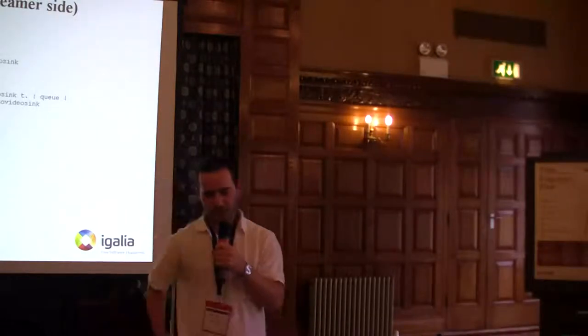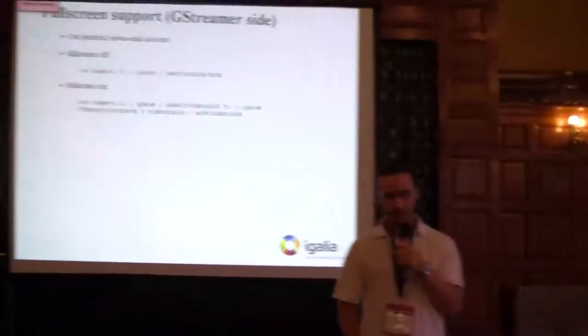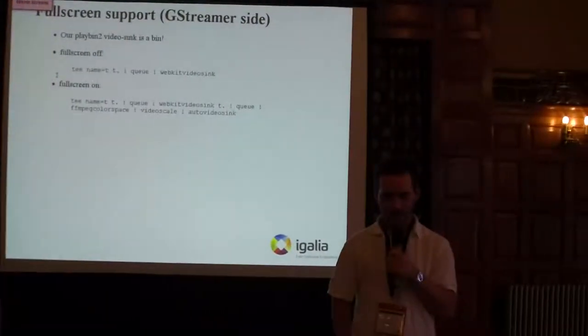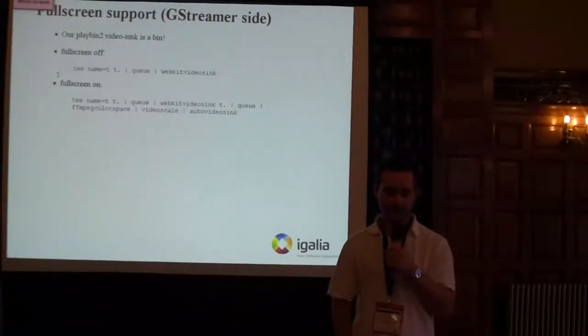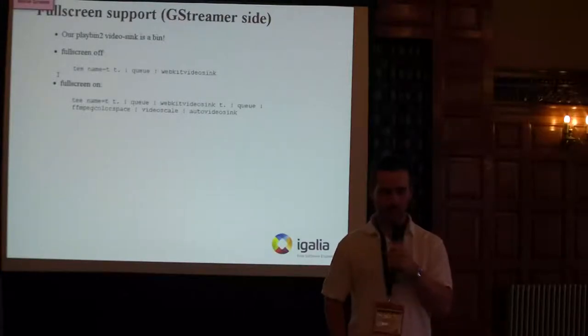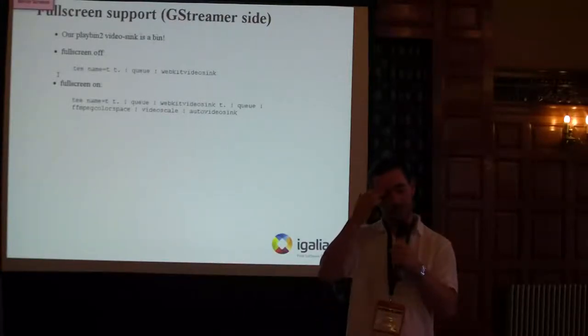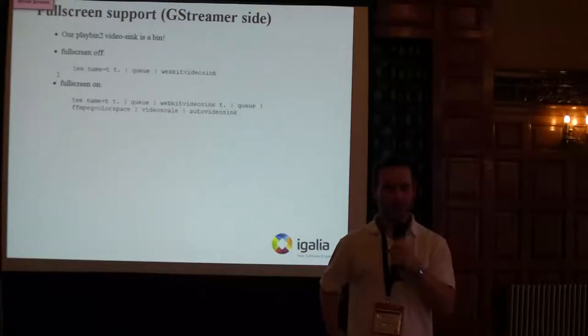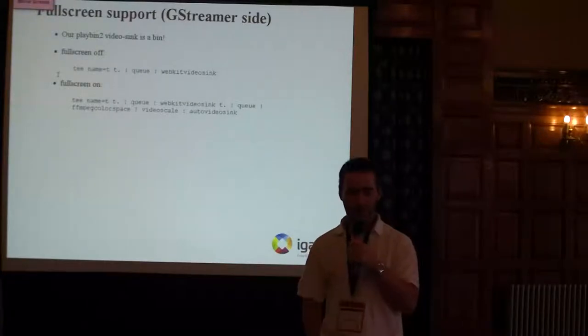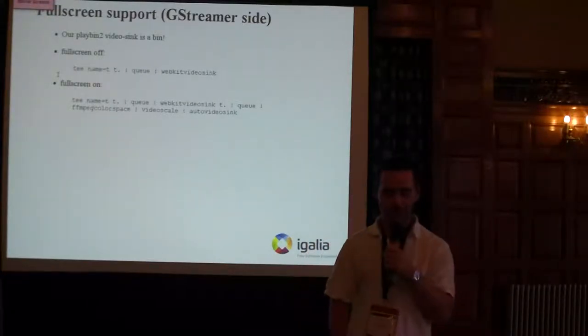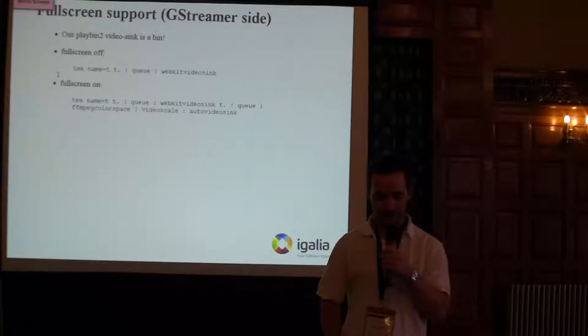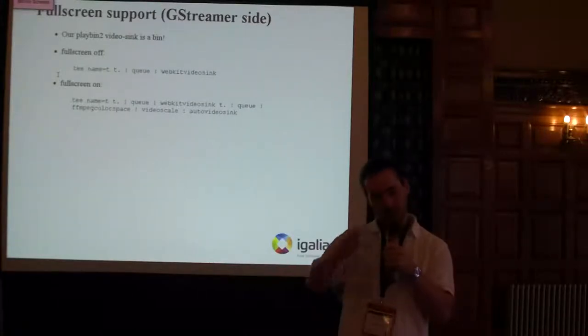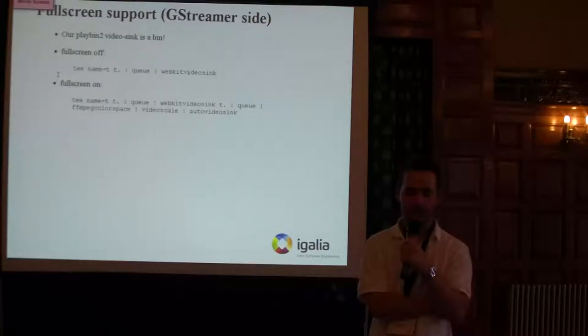So on the GStreamer side of the full screen, well, it turns out that the plugin we use, the video sink, is a bin. So we wanted to be able to extend it easily when we go full screen. Wynne was talking previously about dynamic pipeline modifications. Maybe that's one instance of it. For instance, when full screen is off, we basically have a single video sink, the WebKit video sink, which I was talking about previously.